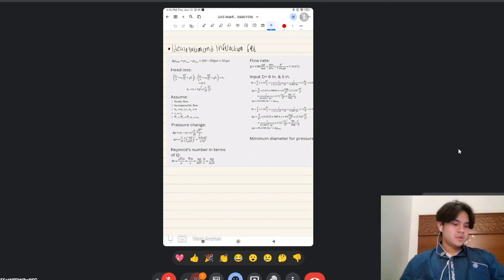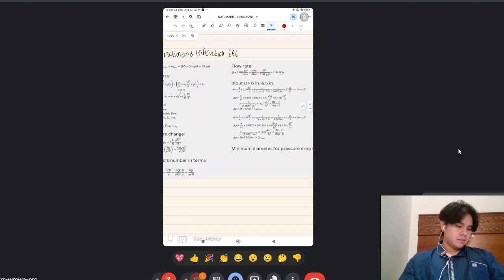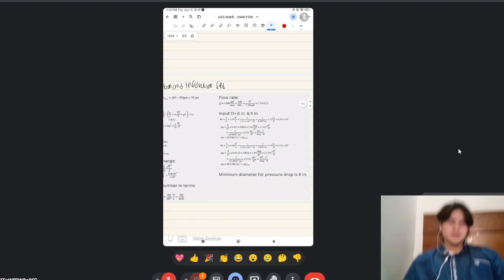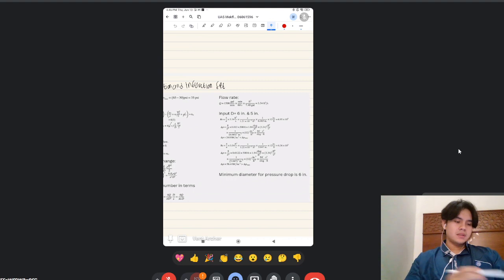And then we'll use the Reynolds number in terms of Q. So the Reynolds number will be 4Q rho over pi mu D. And then the flow rate, then we'll get to the instruction set. We'll get that the flow rate Q is 1,500 gallons per minute, times 1 minute per 60 seconds, and also divided by 7.48 gallons per cubic foot. And we'll get that to 3.34 feet cubed per second.